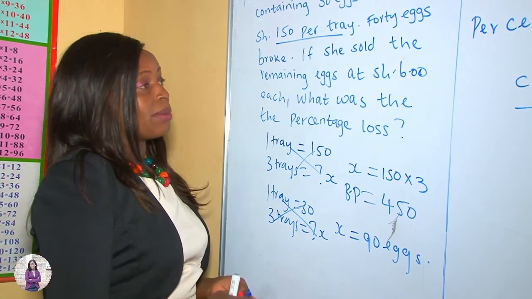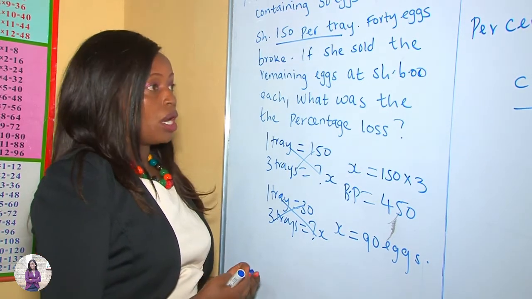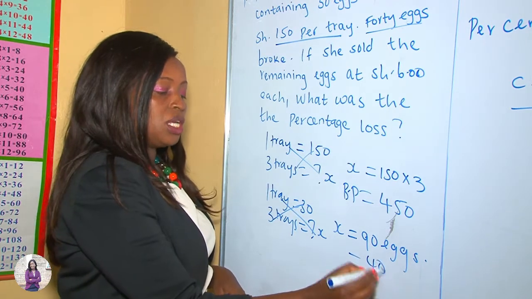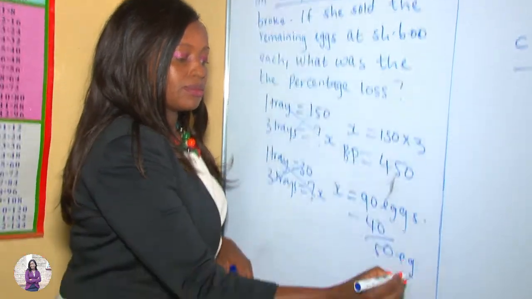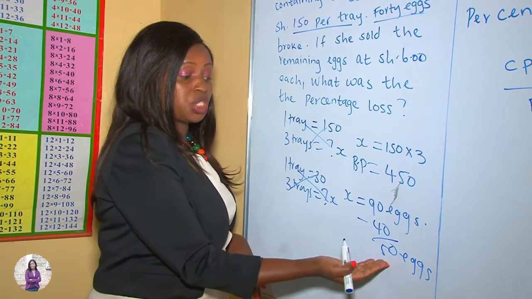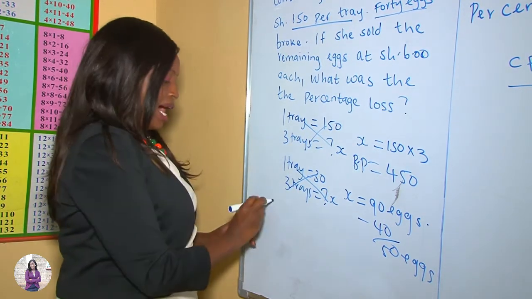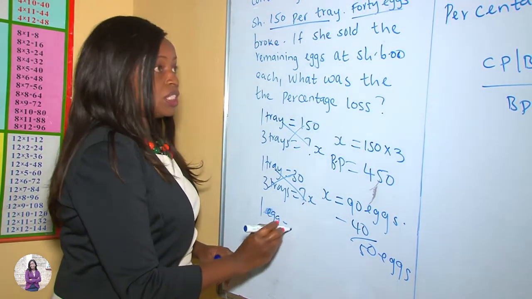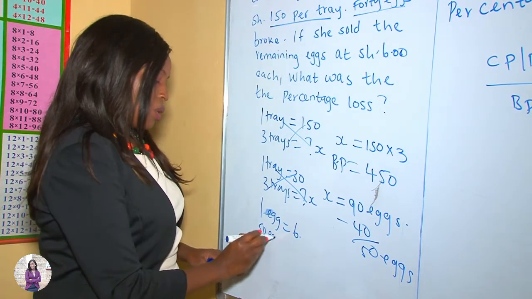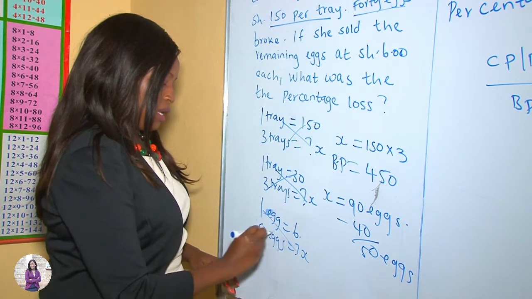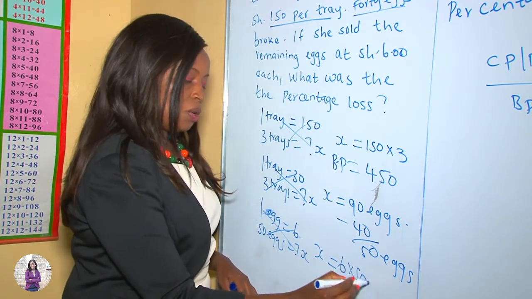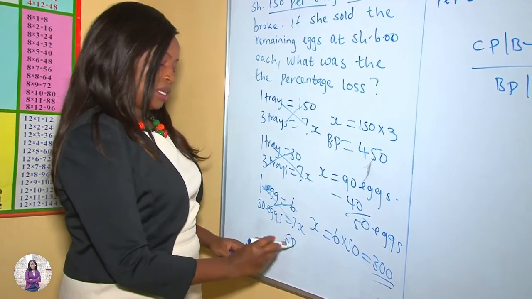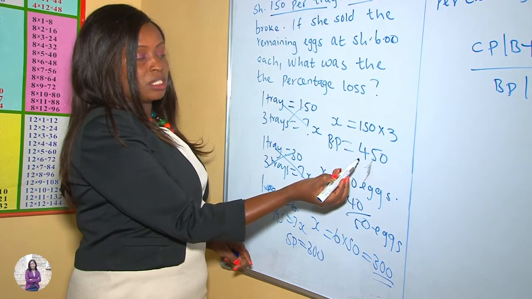Unfortunately, on the way, some eggs got spoiled or they broke. He never sold all the eggs. So how many eggs remained? We have been told 40 eggs broke. So 90 minus 40, we are remaining with 50 eggs. So this shopkeeper, when he went to sell, he only sold 50 eggs. And the selling price, we have been told that 1 egg was costing 6 shillings. What about 50 eggs, will cost how much? So we cross multiply and our x is equal to 6 times 50, which is 300. These are shillings, remember that. So our selling price is 300 and our buying price is 450.